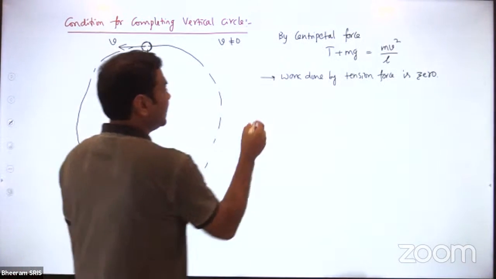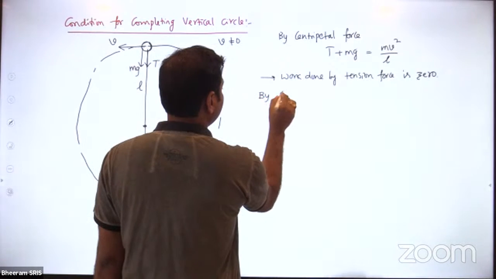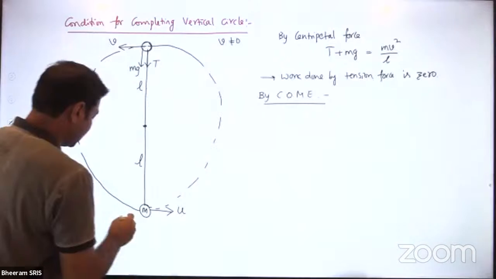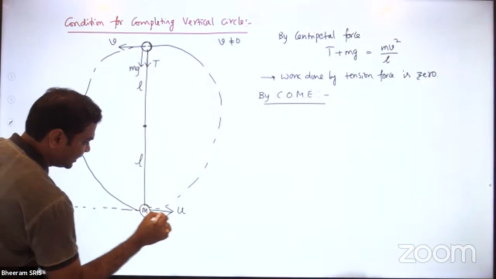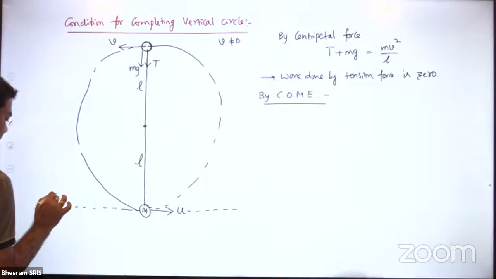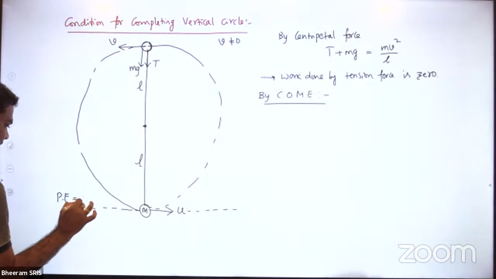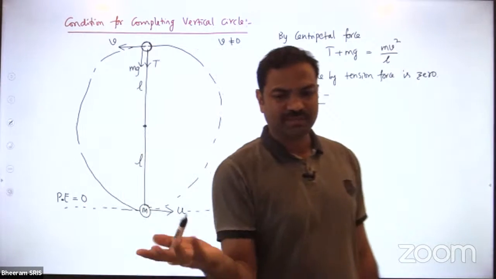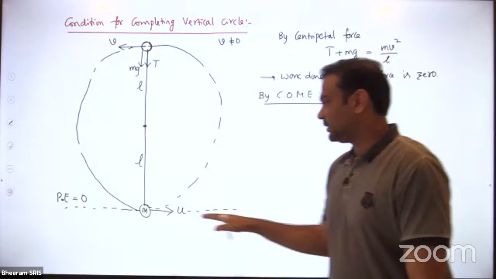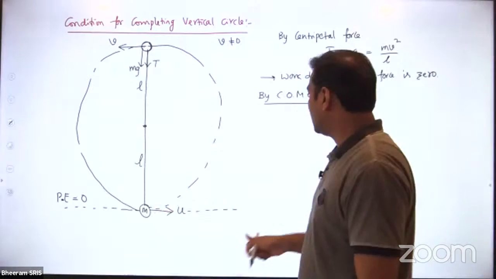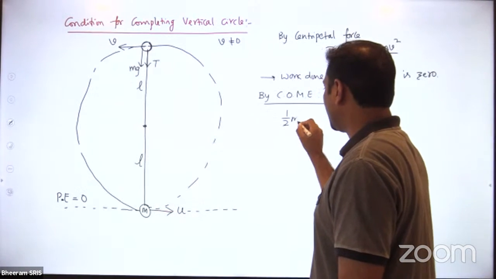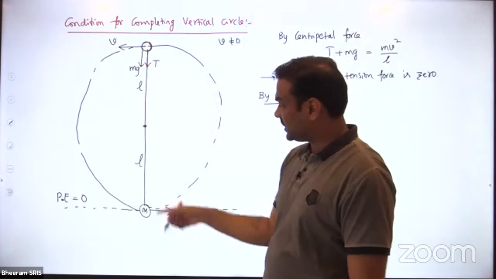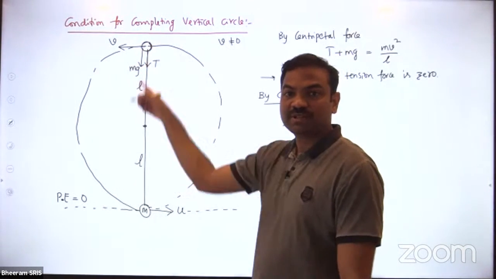So then I can write by conservation of mechanical energy. What can I write? Now I'll take this as the zero potential energy level. You can take the zero potential energy level anywhere, but my suggestion is to always take the zero potential energy at the bottommost point. If I'm taking this as the zero potential energy level, what is the initial energy? Only kinetic energy. What is the energy over here? Now it will have potential energy, since there is a height from the zero level.